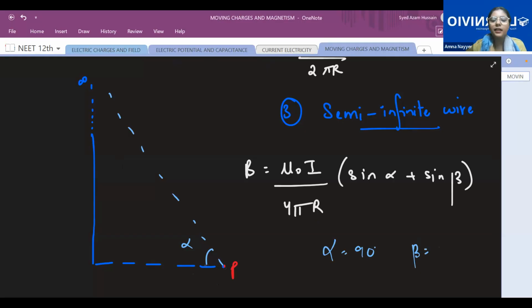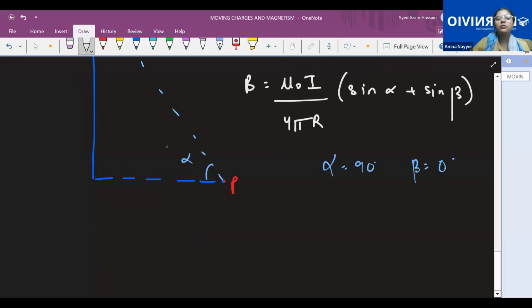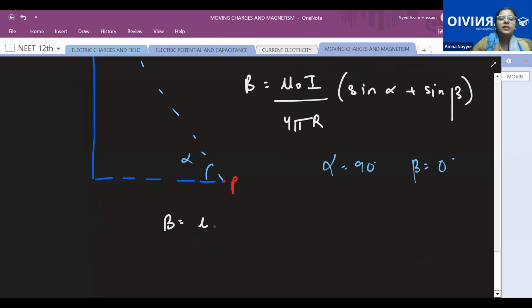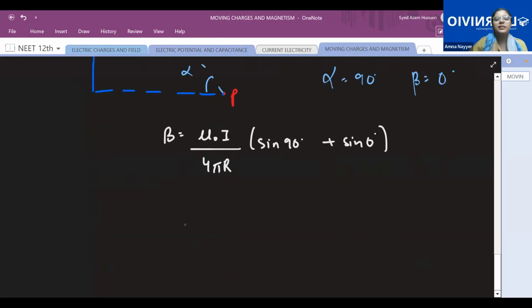Is beta making any angle? See, this beta already got coincided. So this is 0 degree, and sine 0 is 0. So B is equal to mu naught I divided by 4 pi r into sine 90 degree plus sine 0 degree. That makes it B is equal to mu naught I divided by 4 pi r.